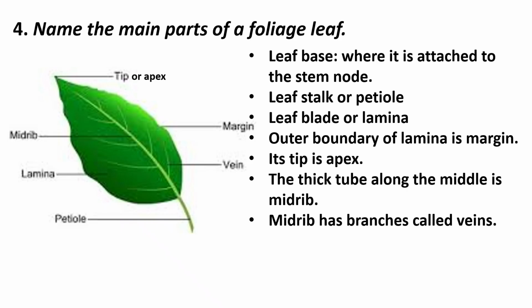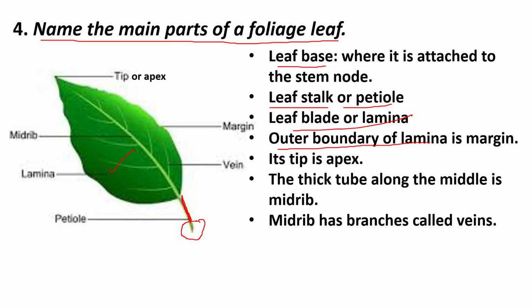Question number 4. Name the main parts of a foliage leaf. First is leaf base. This is the leaf base where it is attached to the stem. Next, leaf stalk or petiole. This is the petiole, the leaf stalk. Then the leaf blade or lamina. This is the leaf blade or lamina.